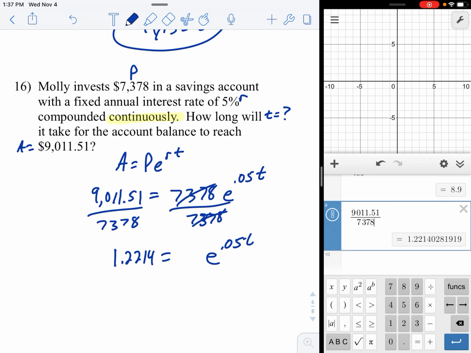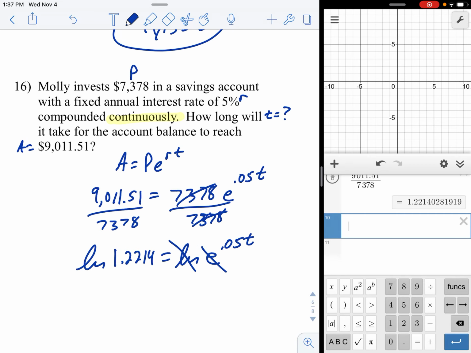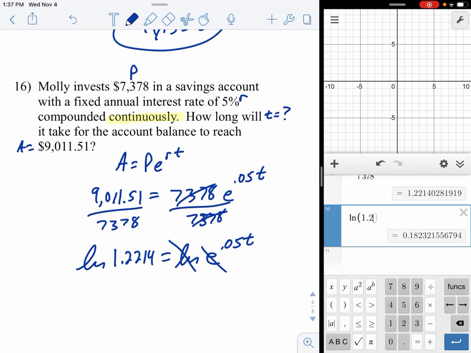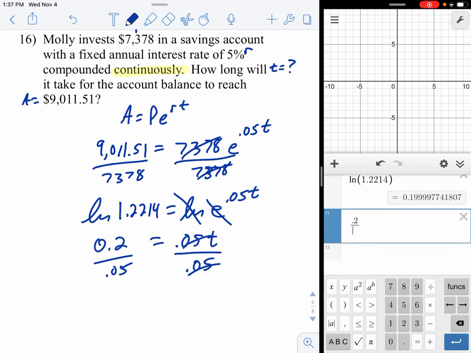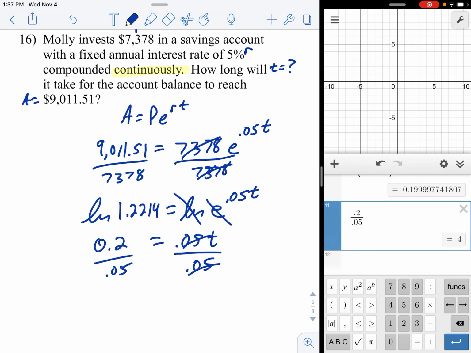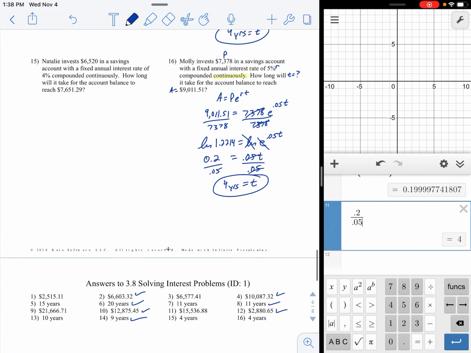e to the 0.05t. How do you cancel out e? With a natural log. That's how. Natural log both sides. ln 1.2214 is 0.2 equals 0.05t. Right? There's so many 9s there, they'll all round up and give us 0.2. Divide both sides by 0.05. 0.2 divided by 0.05 equals 4. Call that years, and we should be done.